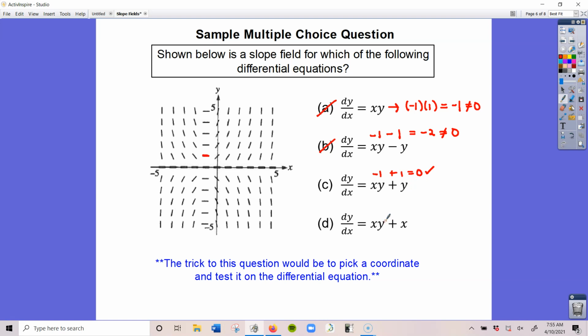But let's test this one just to make sure, and if anything, we'll come back to see. Because sometimes, with multiple choice, the same coordinate can work for two differential equations, but it may not necessarily work for a different coordinate. So since this works, that's great, but we may come back to it if this also is equal to 0. So now let's plug in -1, 1 into this equation. -1 times 1 is -1, plus the x value, which is -1, and that gives me -2, which does not equal 0. So we lucked out that we picked a coordinate that worked only for C. So C would be the answer.